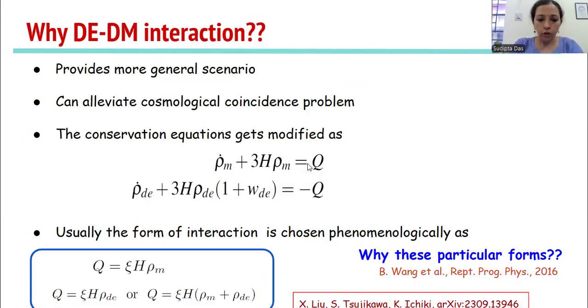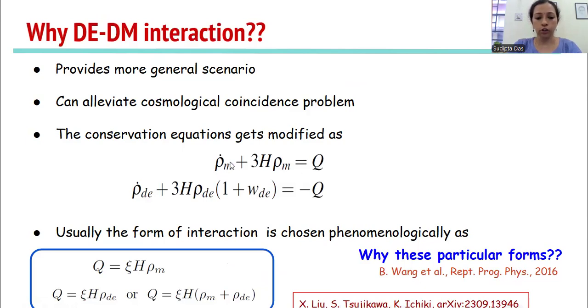So instead of zero, now we'll have a source term on the right hand side in this equation. Now, usually the form of Q is chosen phenomenologically, and the popular choices of Q are that it is either proportional to H times rho m, or proportional to H times rho dark energy, or a combination. Now, why these particular forms? The reason one can understand mathematically.